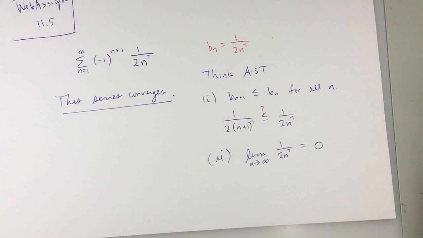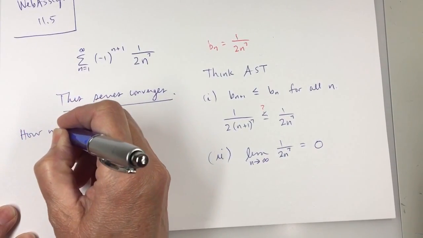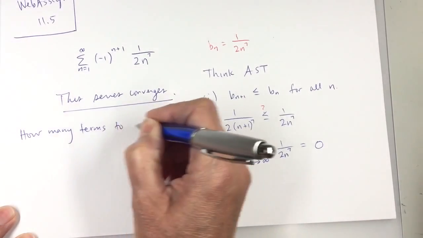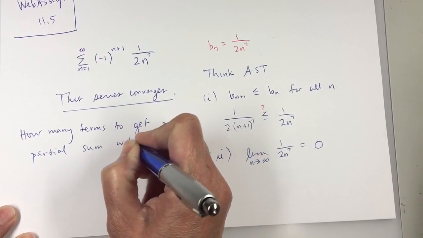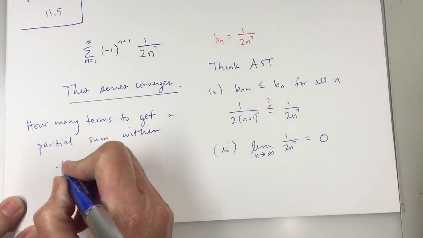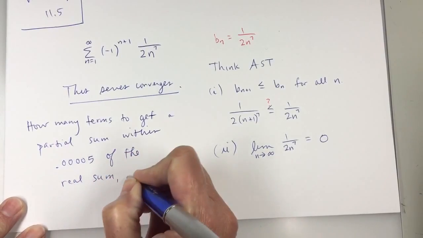So with the estimate for the sum, how many terms do we need? Looking at the theorem in the book, pretty much if I find what b sub n plus 1 is and it's smaller than my error, then I don't need that many terms. Let's see what we have here. So how many terms to get a partial sum within 0.00005 of the real sum? The real sum, we would call it S.